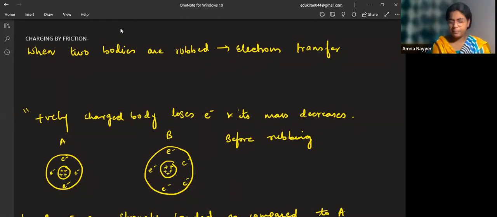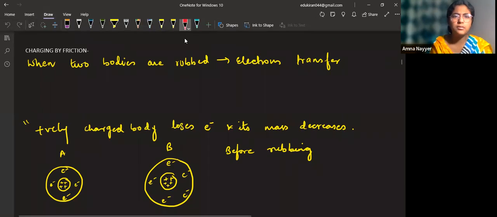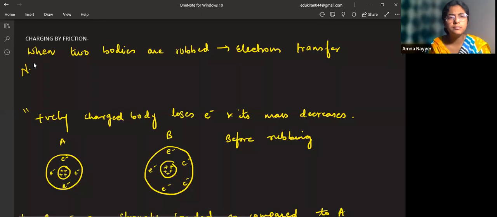Fine. So the basic concept which gets applied in this is work done, work done against frictional force.